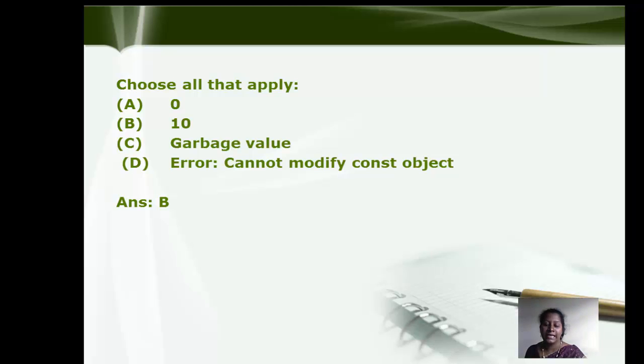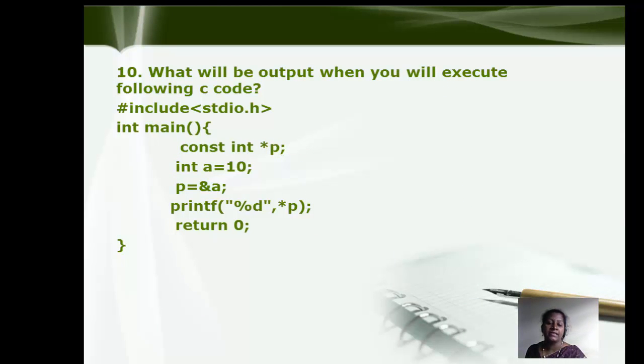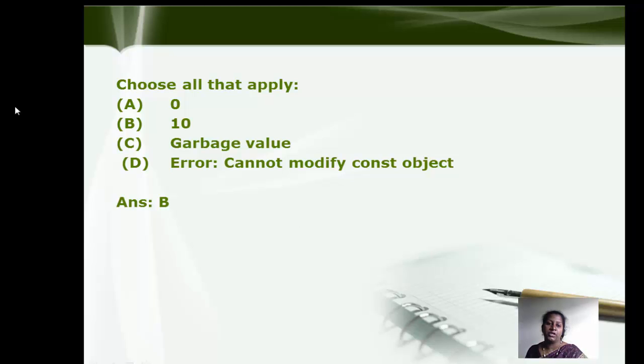So how do I get this 10 as my answer? This is your program. A is equal to 10. So this P stores the address of a. Now when I print, what does this represent? The value at that address. So 10 will be displayed as the answer. So the right answer will be option B, which is 10. So we shall now move on to the next question.